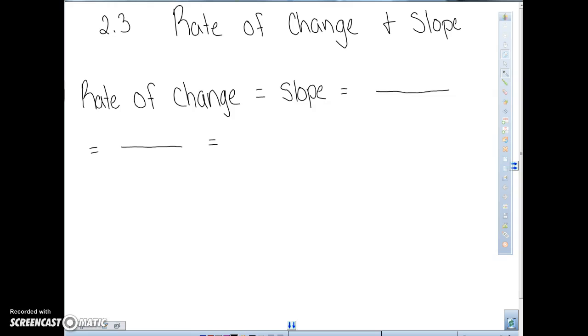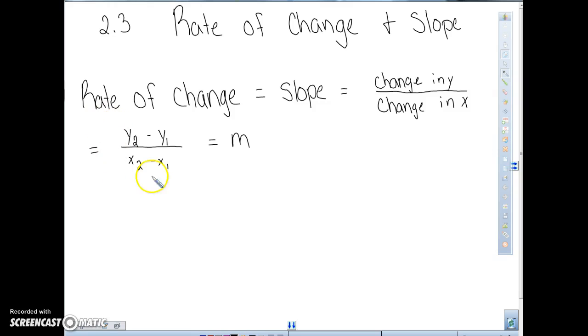When I'm asking you to find the rate of change, it's the same thing as finding the slope, which is defined as the change in y over the change in x. And I ran out of room over here, so I have taken it to the next line. And over here you have the formula, which is y2 minus y1 over x2 minus x1. And slope, remember, is represented by the variable m.